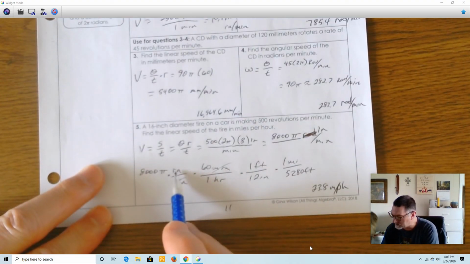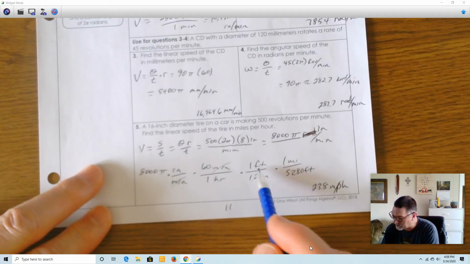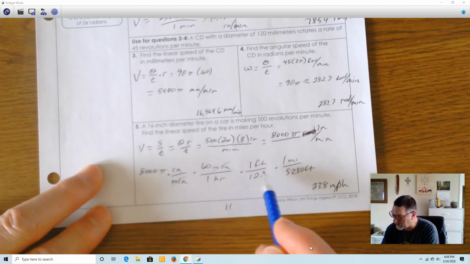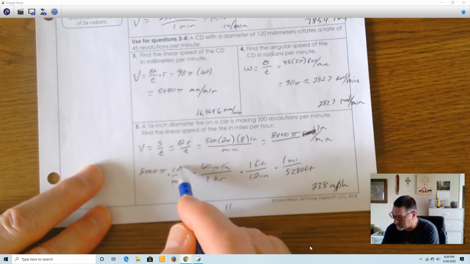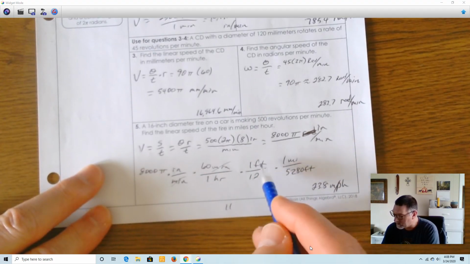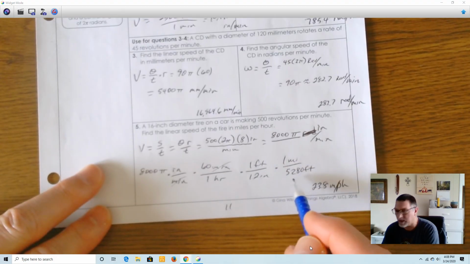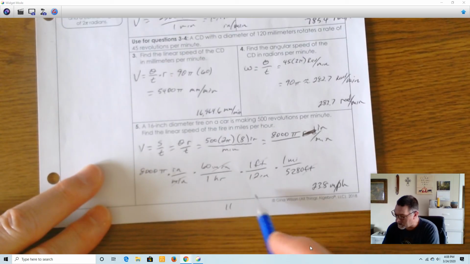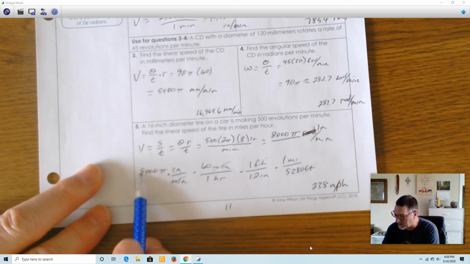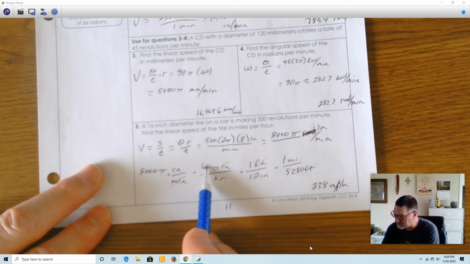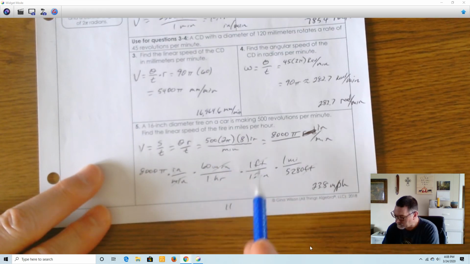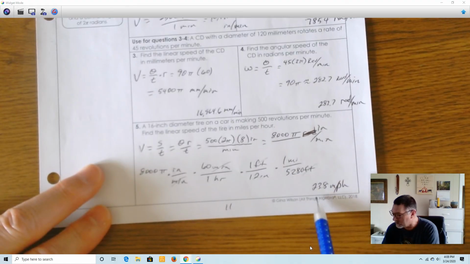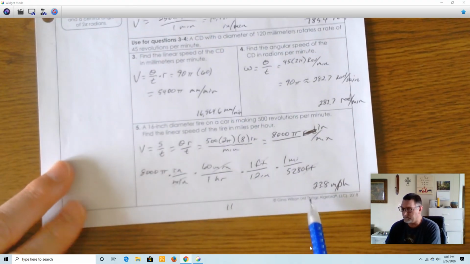Now I want to change inches to miles. We know there are 12 inches in 1 foot. Since the inches are in the numerator, I want them in the denominator here so that they will cancel out. Then I need to go to miles, and there are 5,280 feet in a mile, so now feet will cancel. Then I can just simplify this. I multiply 8,000 pi times 60 for the numerator, and divide that by 12 times 5,280 for the denominator, giving 23.8 miles per hour.